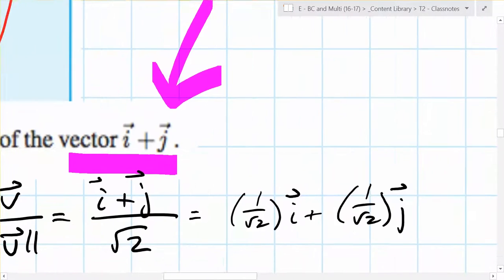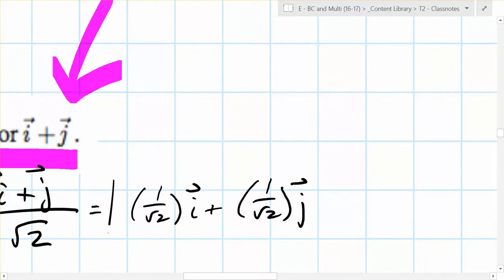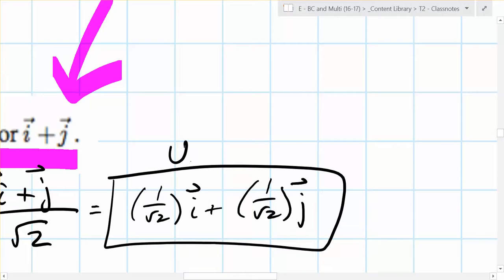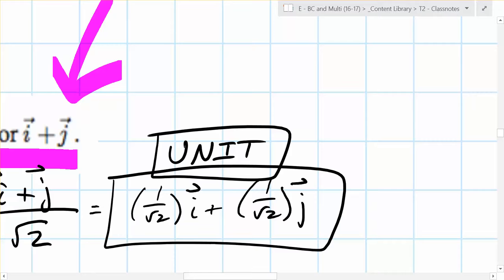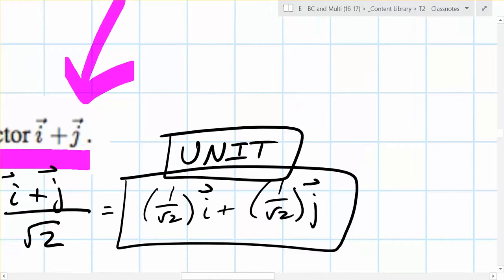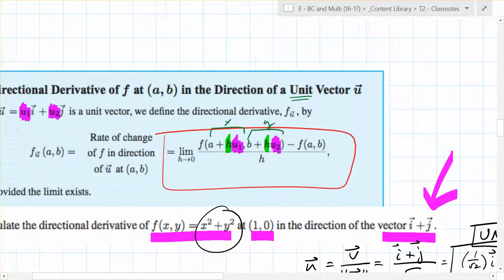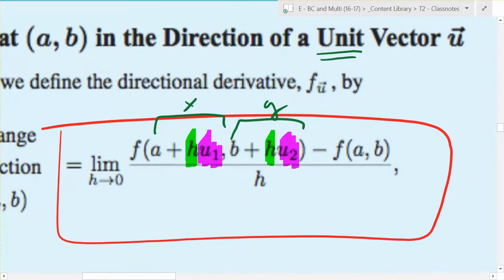So you divide it by its magnitude, and what do you end up with here? This is the direction you want to go in, and it is a what? Unit vector. And it is a unit vector. Okay, so check. We have our unit vector. So how will we apply this definition? Well, it's literally plug in time.